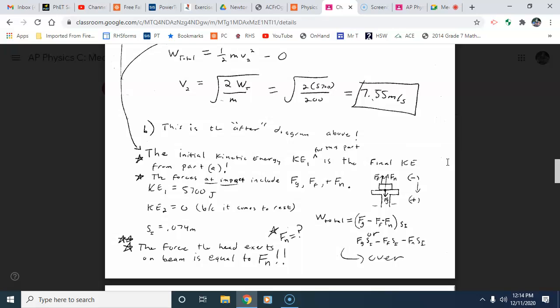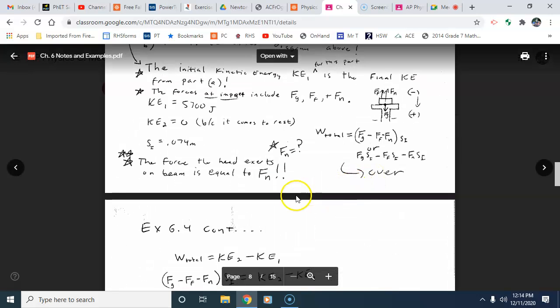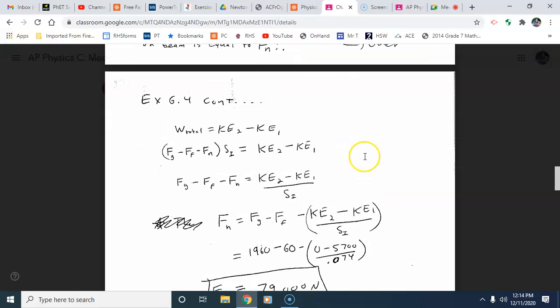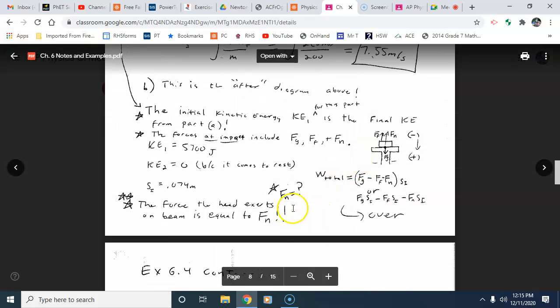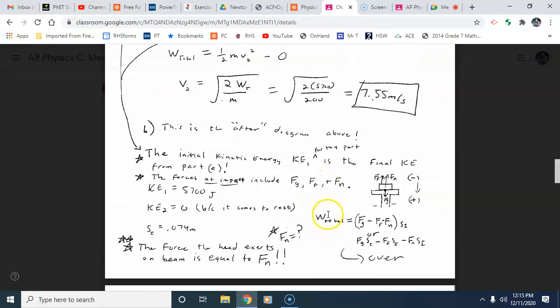All right, so moving on to part B, we also want to find the average force the hammerhead exerts on the I-beam. So now this is the after part, okay? And we're going to use the work-energy theorem again, but we need to realize a couple things. Once we impact is the first most important thing. So I have a free body diagram to identify forces involved on impact.